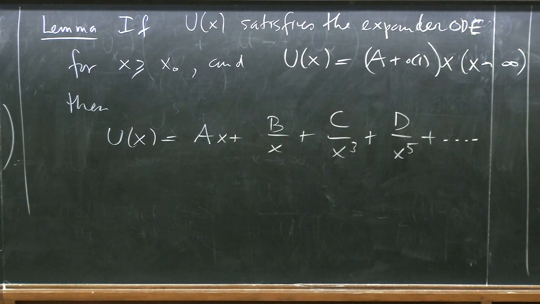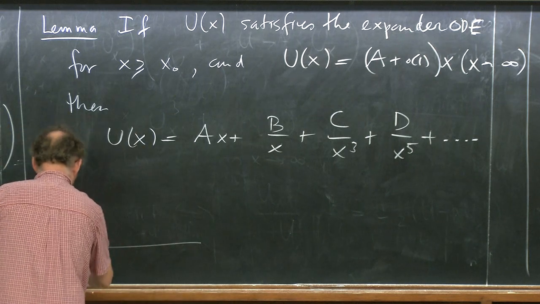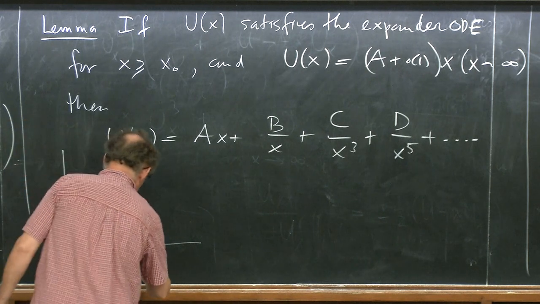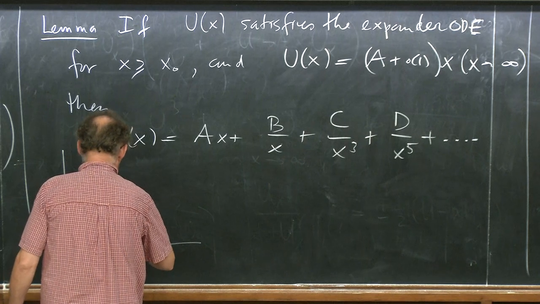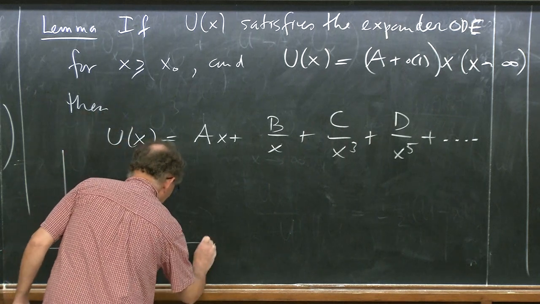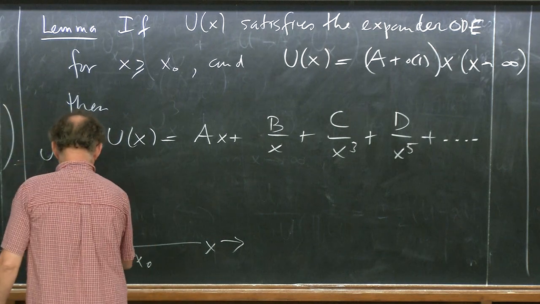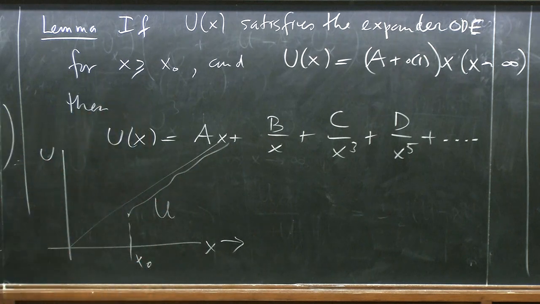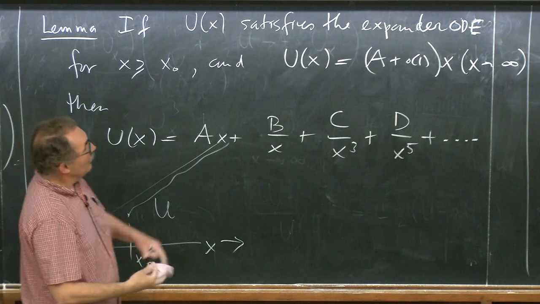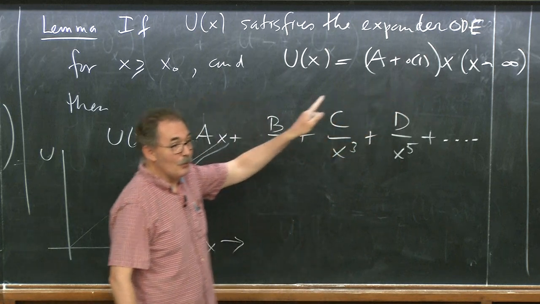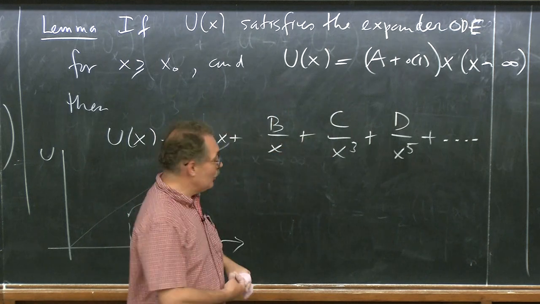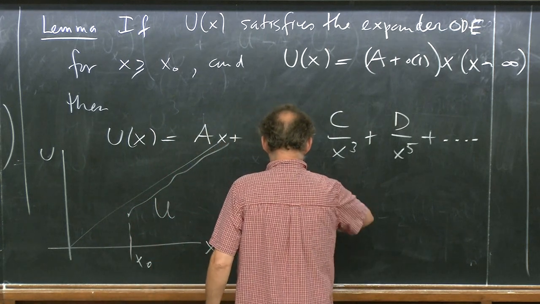If you have a solution to the expander ODE, and I'm assuming it doesn't have to be one of the ones that I was talking about here, if you take any solution of the expander ODE that is defined at least after some particular x naught, and it is asymptotic to a cone, then you can improve this little o of 1 here. The rate at which it approaches the cone has to be this. And moreover, these coefficients A, B, C, and D don't depend on the solution. So B, C, and D.